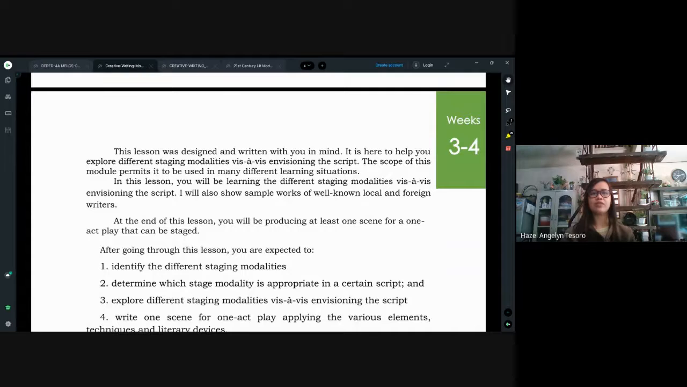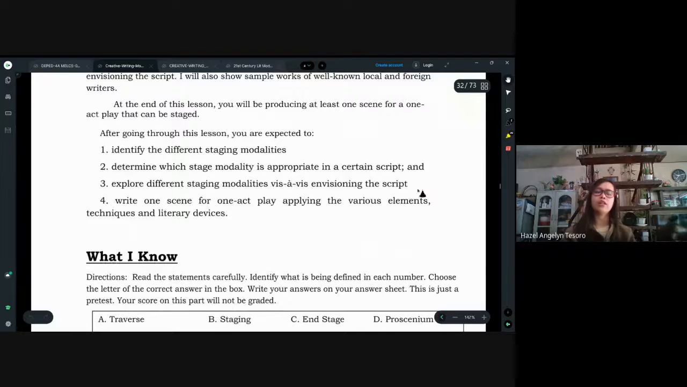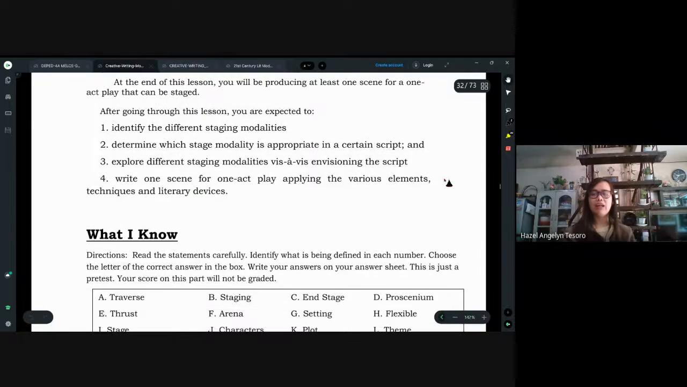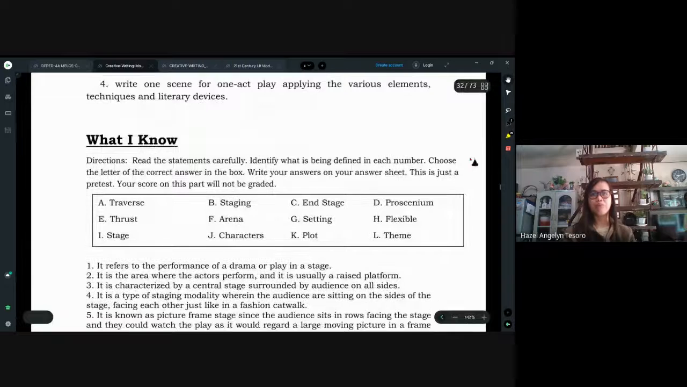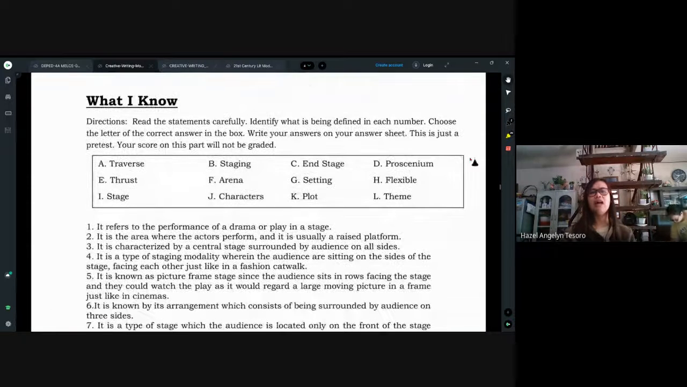So this lesson is designed with you in mind. You have already the targets there. We have 4 targets for this week. You are to identify the different staging modalities, determine which stage modality is appropriate in a certain script, explore different staging modalities vis-a-vis envisioning the script, and write one scene for a one-act play, applying the various elements, techniques, and literary devices you learned from all the previous lessons. And with that, you can answer the pre-test here.